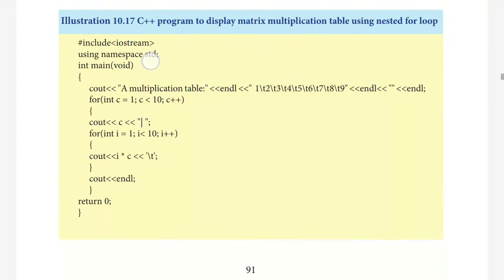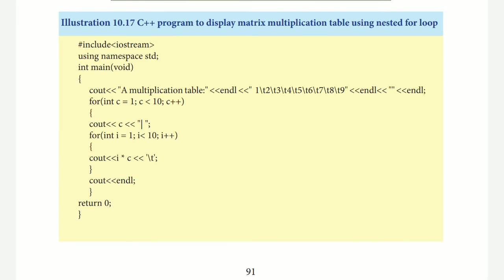So this is an example. You can see that this example is to display a multiplication table using nested for loops. They are going to display the one table, two table, three table, four table, five table, six table, up to the nine table, and then display it in a matrix way.